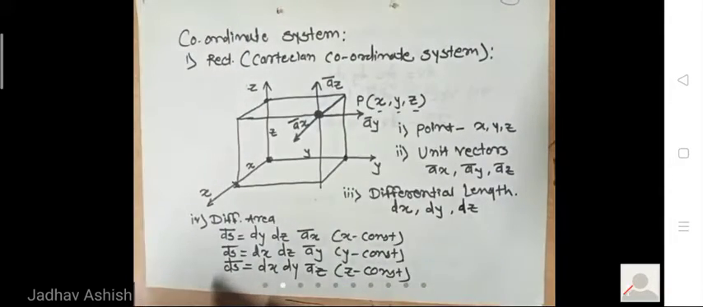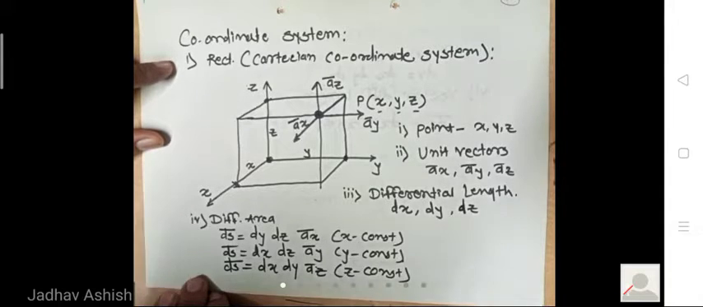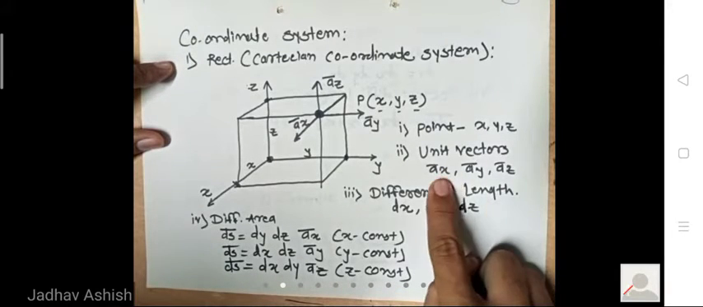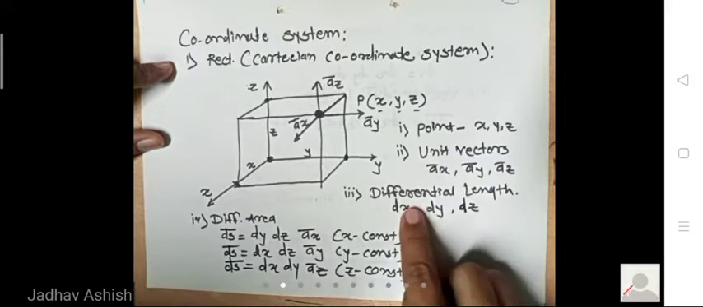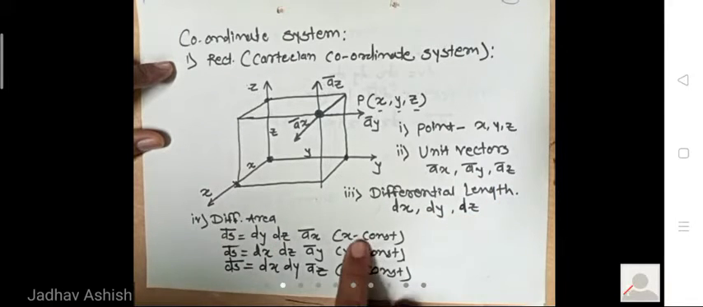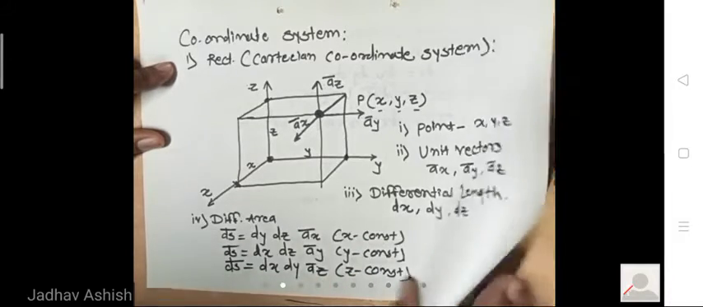Then we studied coordinate systems, the first one being the rectangular or Cartesian coordinate system, where the point is prescribed by x, y, z coordinates. Unit vectors are a bar x, a bar y, a bar z. Differential lengths are dx, dy, dz. Differential areas can be obtained by keeping one parameter constant.